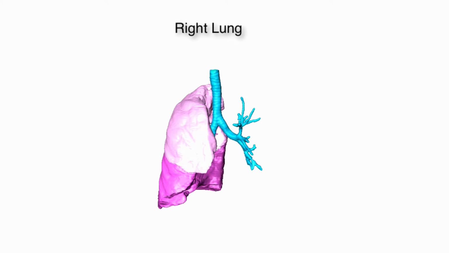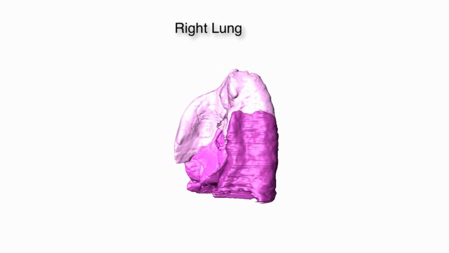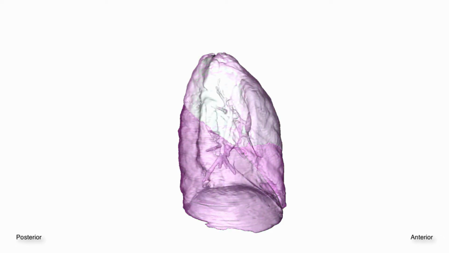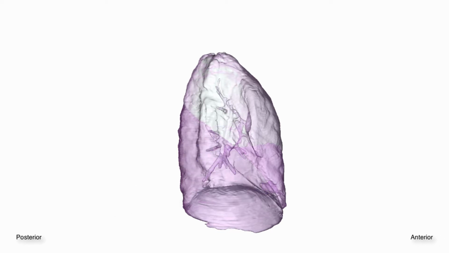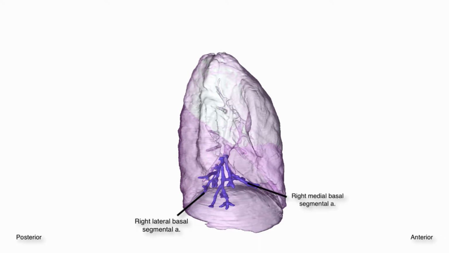Now we will talk about the right lung. The right lung is divided into three lobes, an upper, middle, and lower lobe. First, we will talk about the arteries that supply the lower lobe. They are the right superior segmental artery, right posterior segmental artery, right anterior basal segmental artery, the right lateral basal segmental artery, and the right medial basal segmental artery.